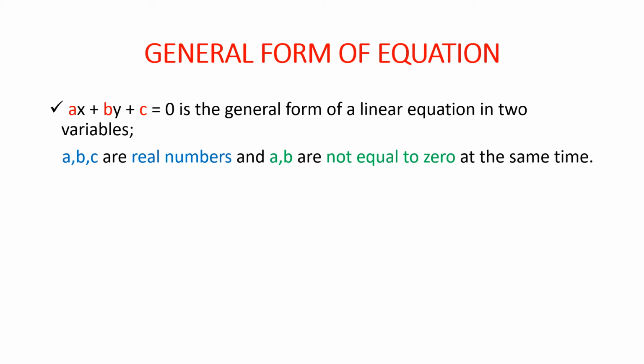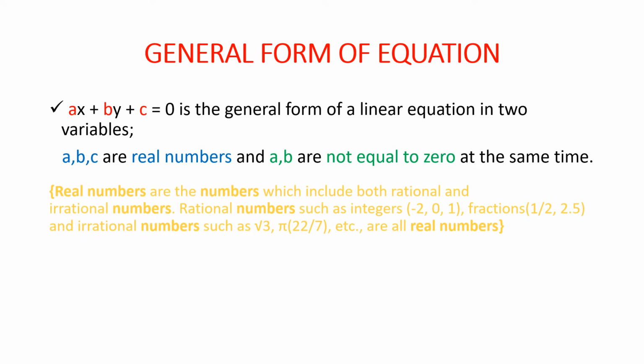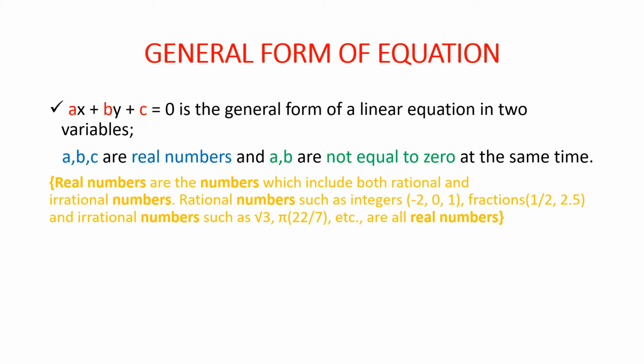You might have forgotten what real numbers are, so let me tell you. Real numbers are the combination of rational and irrational numbers. Rational numbers include negative and positive numbers and fractions. Irrational numbers we have already seen in the ninth standard, these are root 3, root 7, or pi. These are all irrational numbers. So you can have any number in place of a, b and c except 0, and a and b cannot be 0. Now for example, if you get an equation like 3x is equal to 4y minus 12.